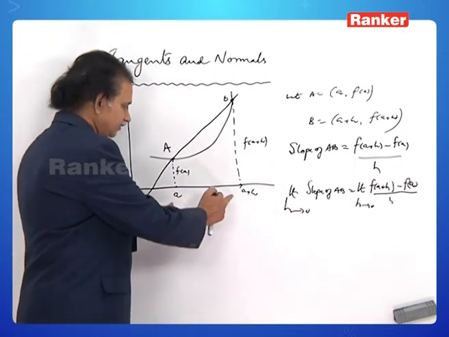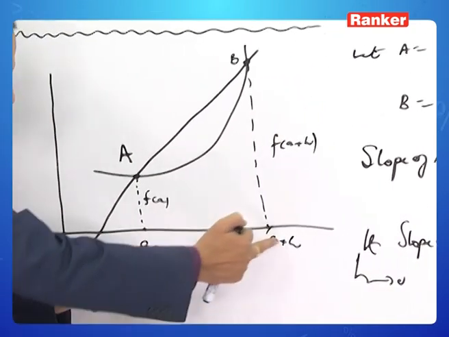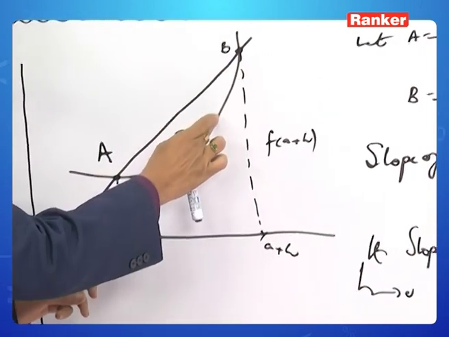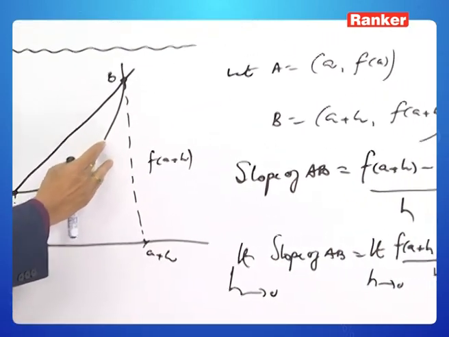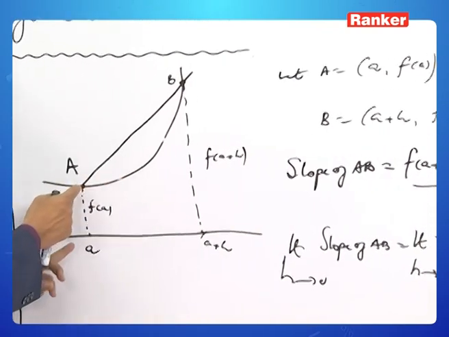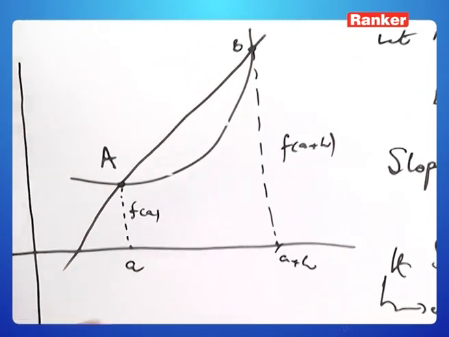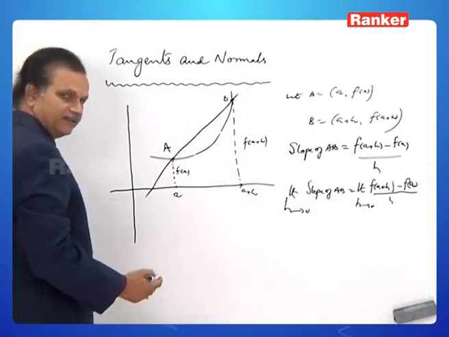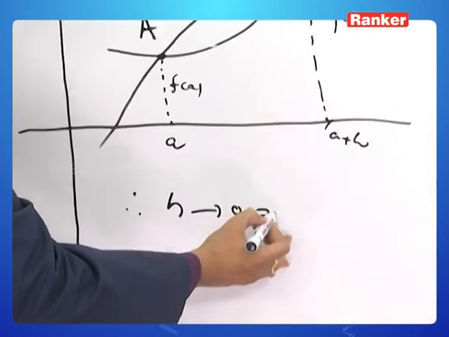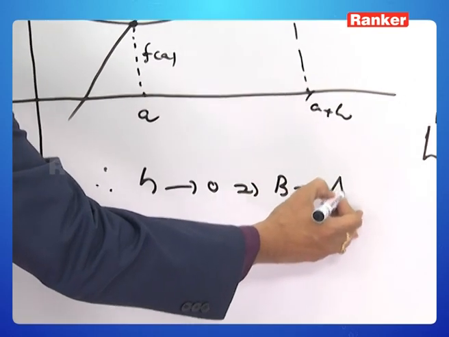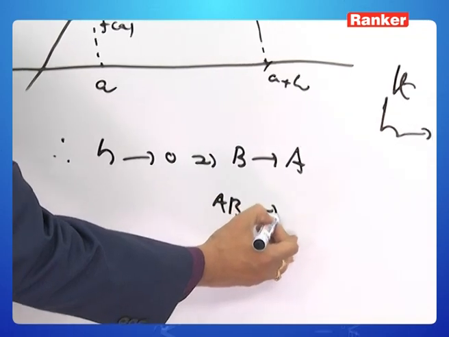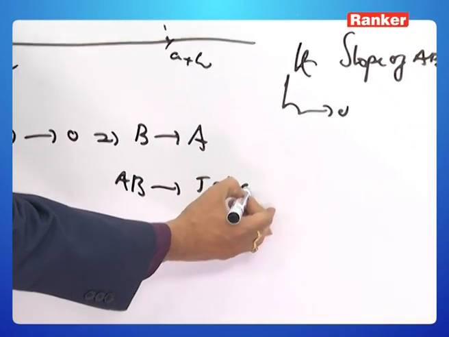What is h? The distance between these two points. If h is lessened, the point falls down. Still decreased, the point falls down. If h tends to 0, then what happens? B tends to A, isn't it? Therefore, h tends to 0 implies B tends to A. AB tends to the tangent at A, isn't it?